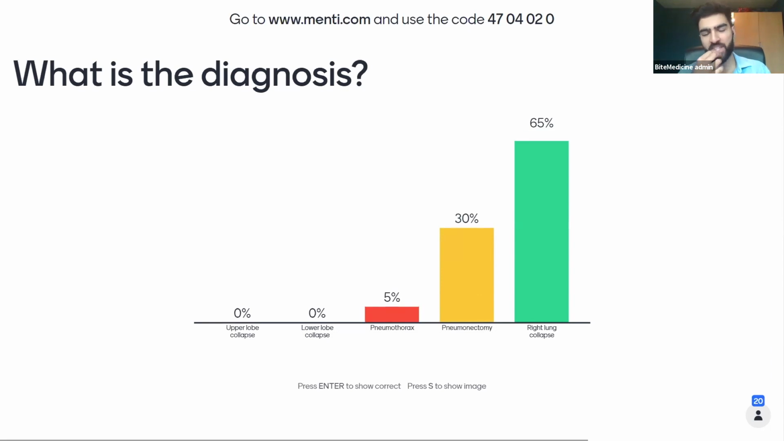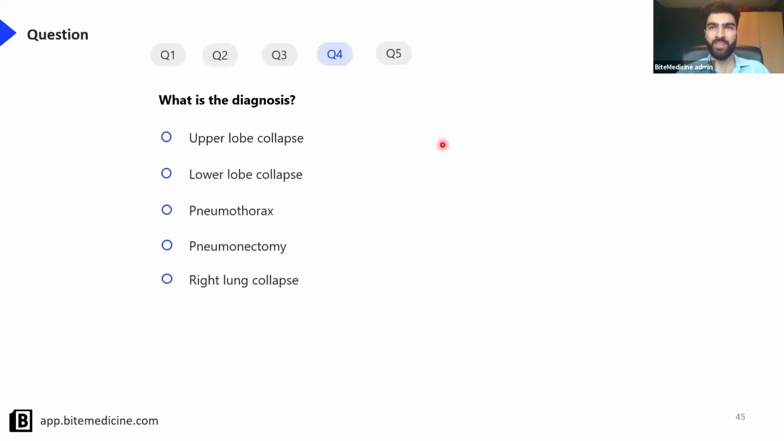Okay, I think this was a bit unfair of me actually, now that I look at the answers. But the answer is actually pneumonectomy. Why does anyone know why it's a pneumonectomy over a right lung collapse? I'll be very impressed. Or maybe it was just a guess. Okay, interesting.